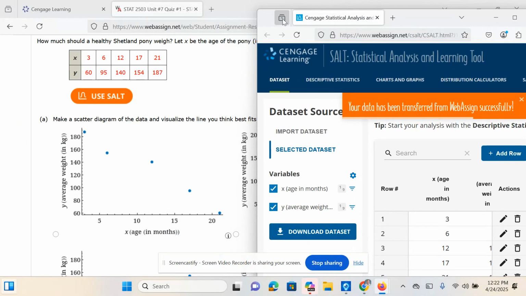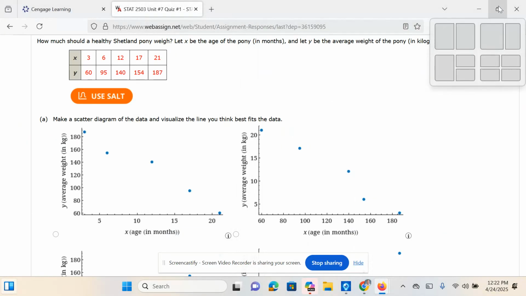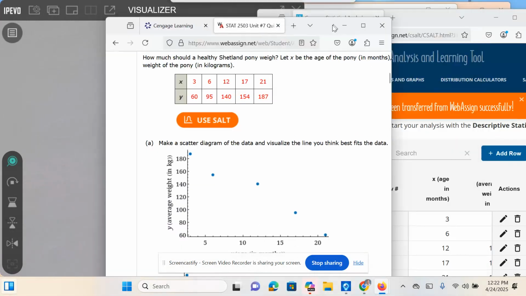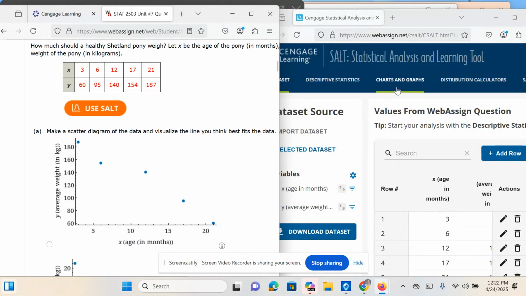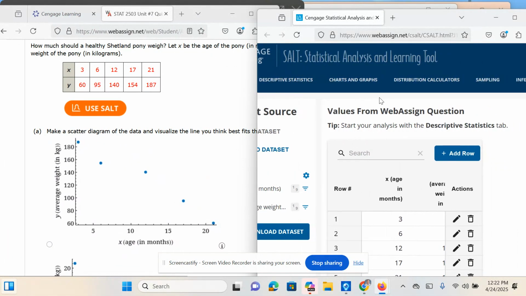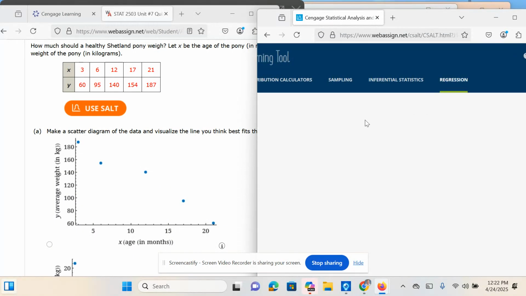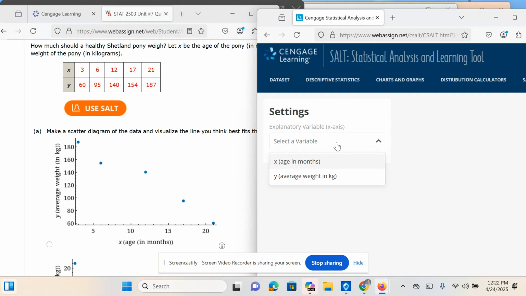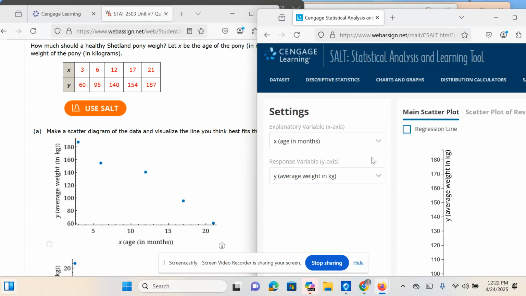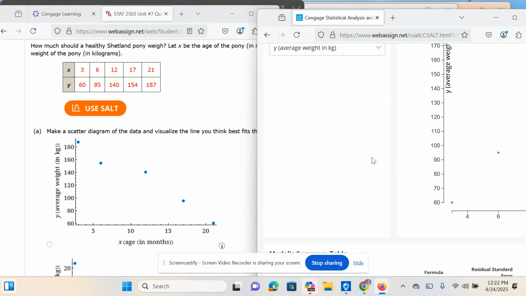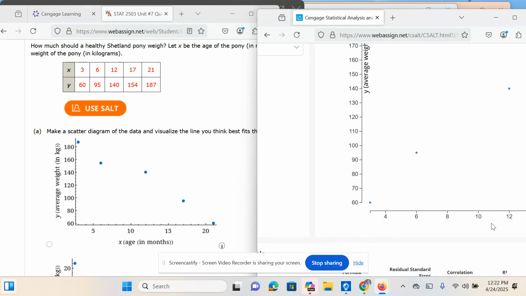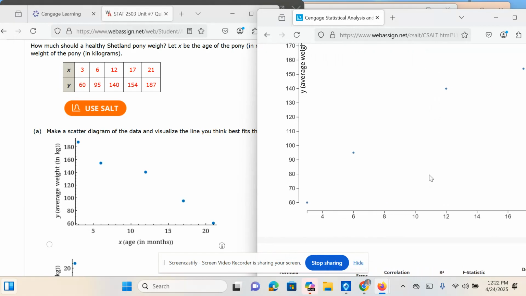So what salt will do is it will upload the regression for you. So I'm going to do this where I can see all of them. So I'm going to go over to regression. In the X variable, put X age in months, and the Y, I'll put the average weight in kilograms. So notice that on this one, the smaller numbers, 4, 6, 8, those are on the X-axis. The larger numbers are on the Y-axis. It's got a positive correlation.